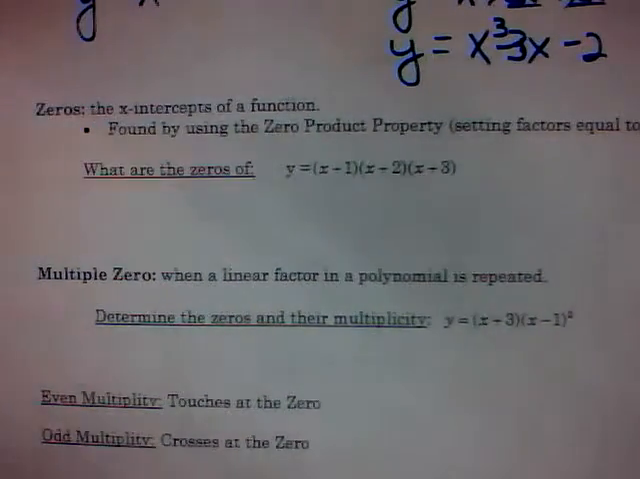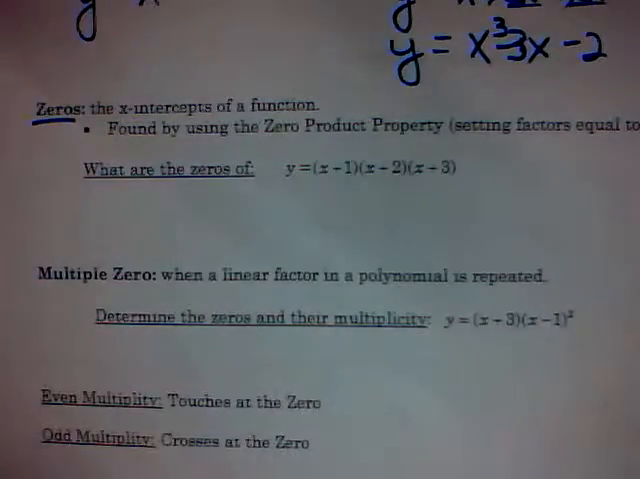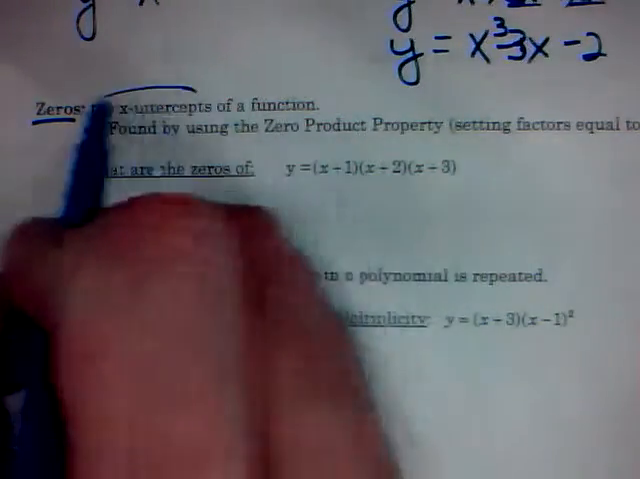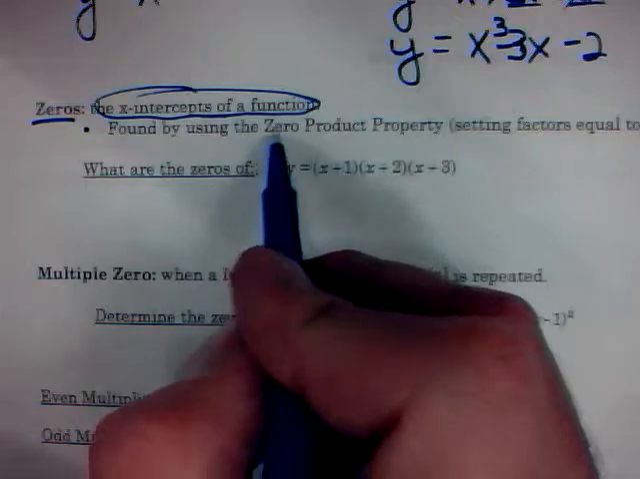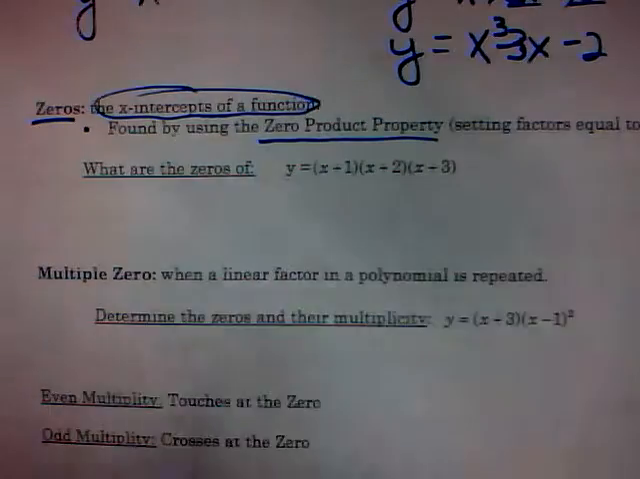Okay, in the second part here, we're looking for the zeros, and the zeros are the x-intercepts of the function. That's what a zero is. The zero is actually the x-intercept, and they're found by applying the zero product property. That's why they're called zeros.